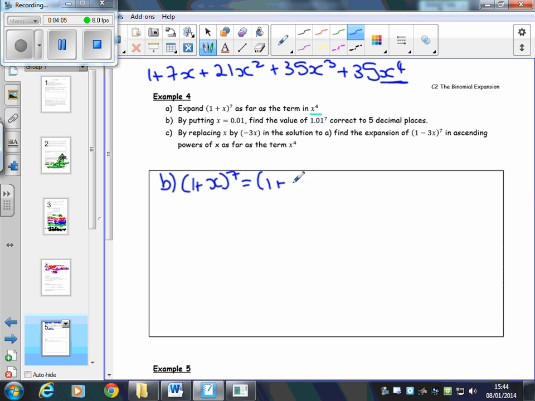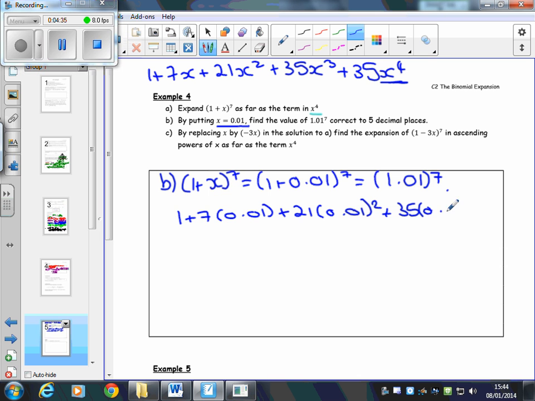And if we were to put 1 plus 0.01 in, which is what we've been asked to substitute in for our x to the power of 7, we're actually finding an estimation for 1.01 to the power of 7. So putting 0.01 in as x, we have 1 plus 7 times 0.01 plus 21 times 0.01 squared plus 35 times 0.01 to the power of 3 plus 35 times 0.01 to the power of 4.